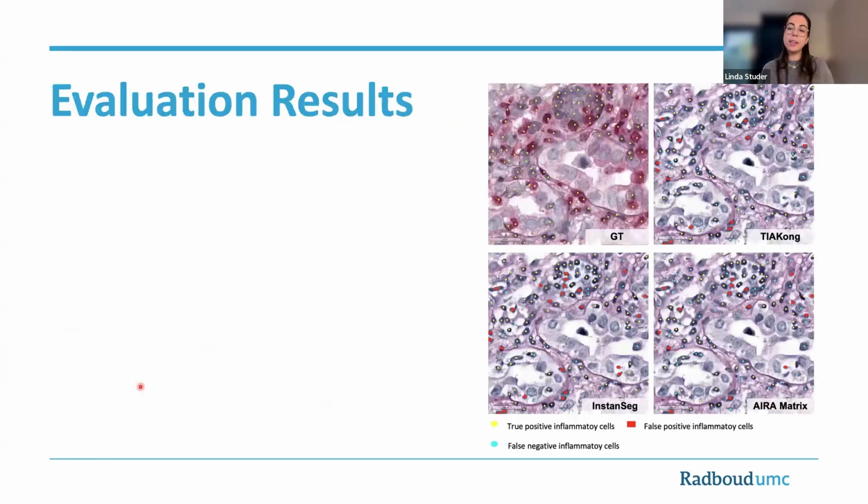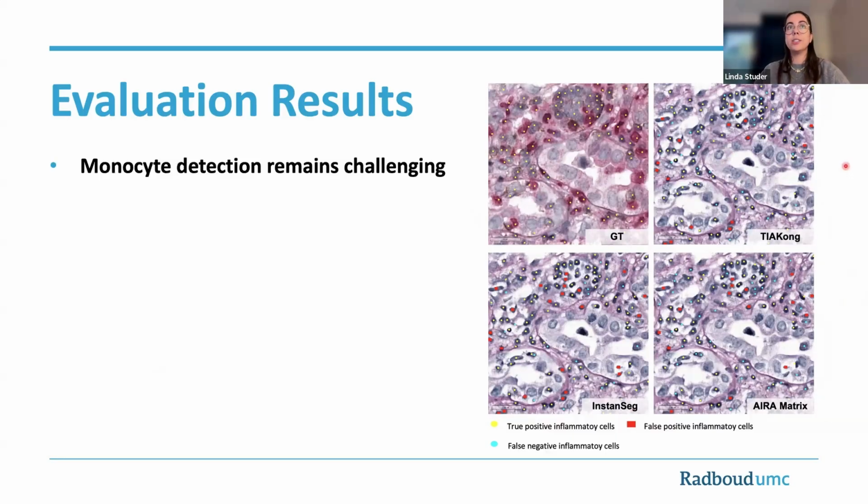Now, we've been evaluating the results a bit further since then, also for the publication. Just to give you a visual impression, this is the ground truth, and then we have the outputs of the top 3 teams. You can see it's fairly similar, but what we do see is that TIA Kong has a bit fewer false positives, which is really nice.